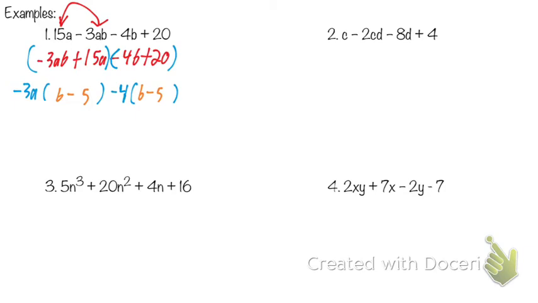All right, so now we're going to say, hey, those b minus 5s, those are the same. Let's pull that out in front as our new GCF. And then what's going to be left in the other set of parentheses? Very good. Negative 3a minus 4.